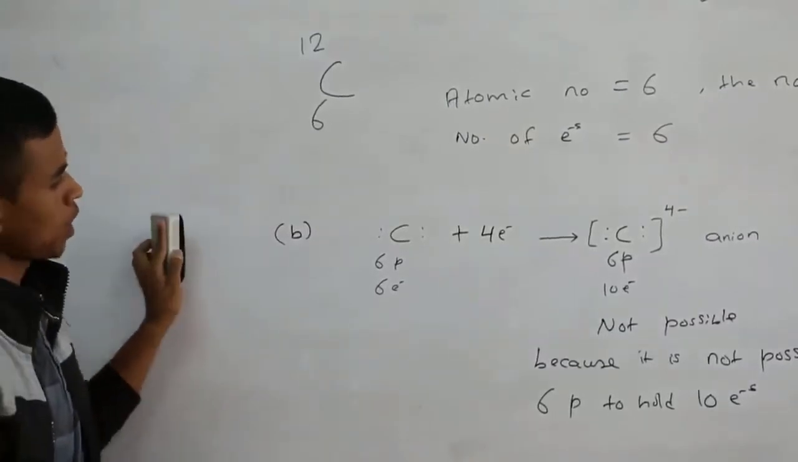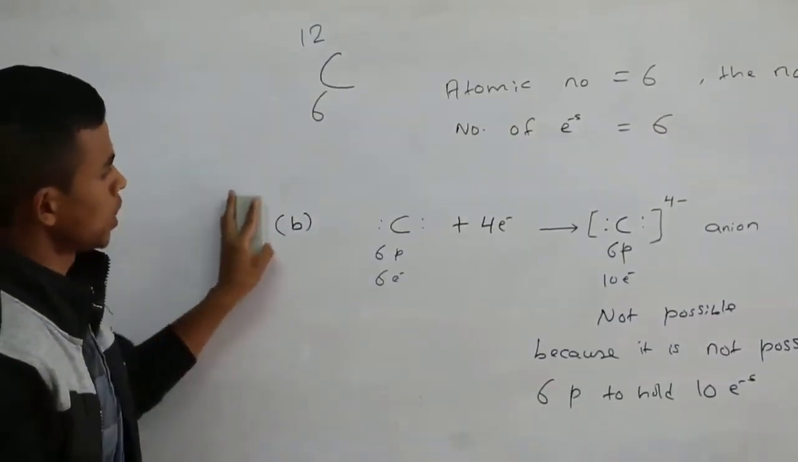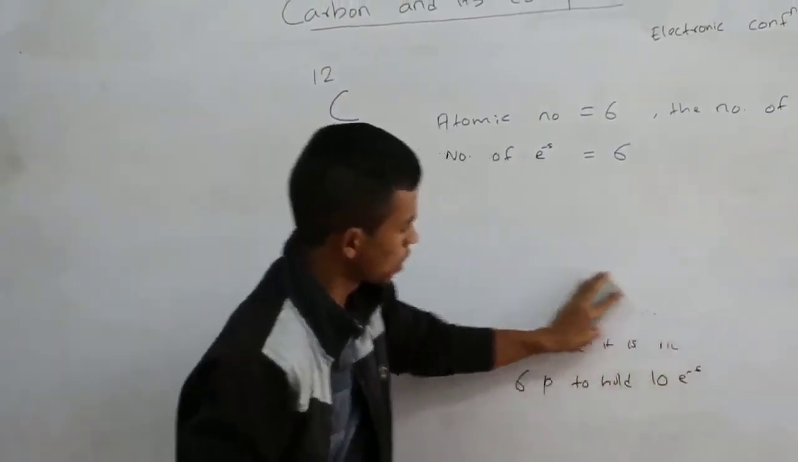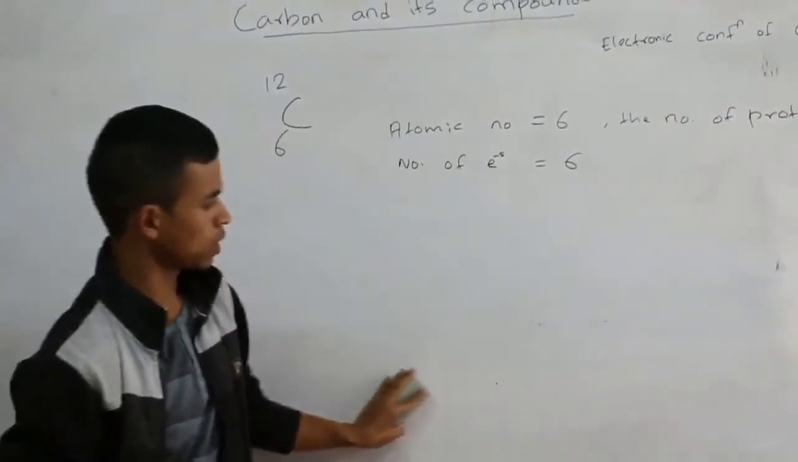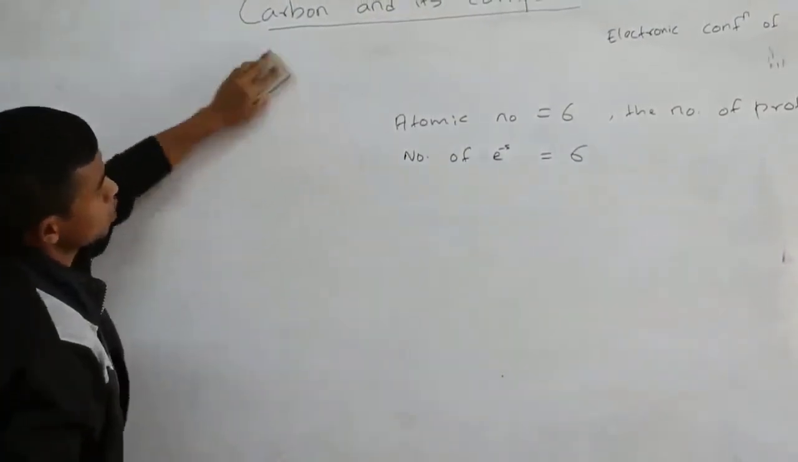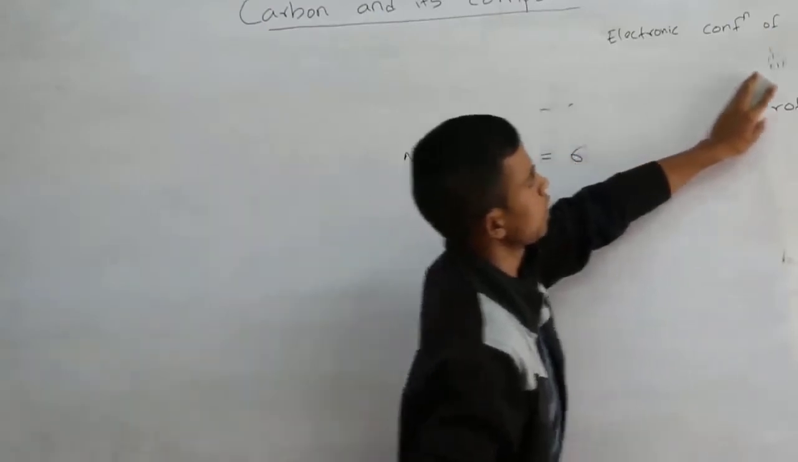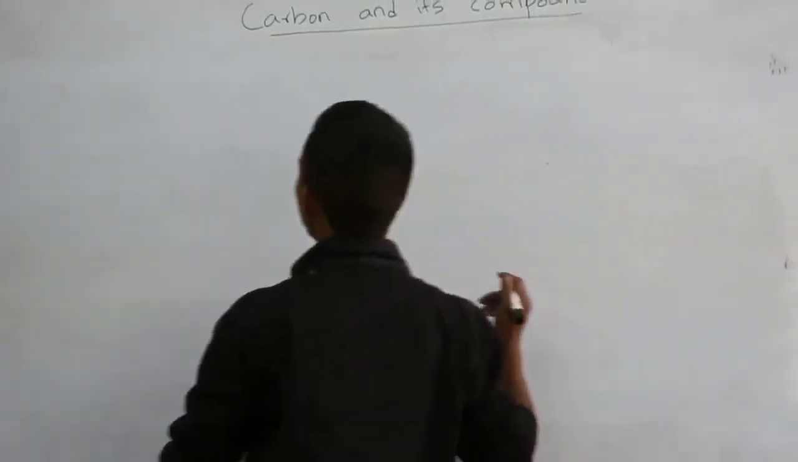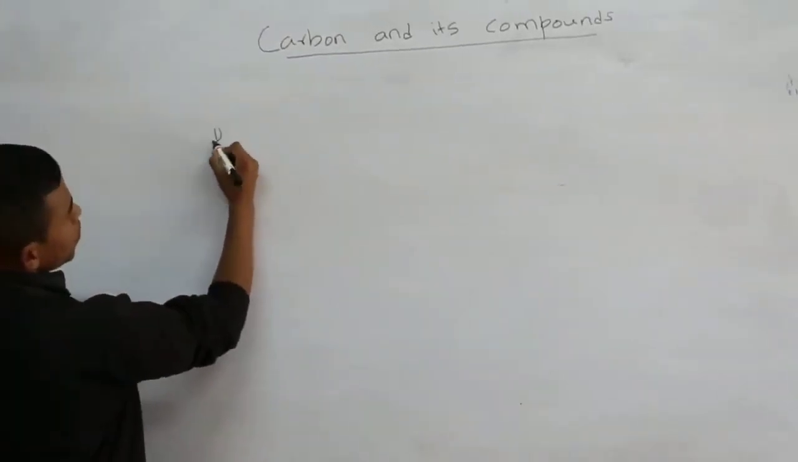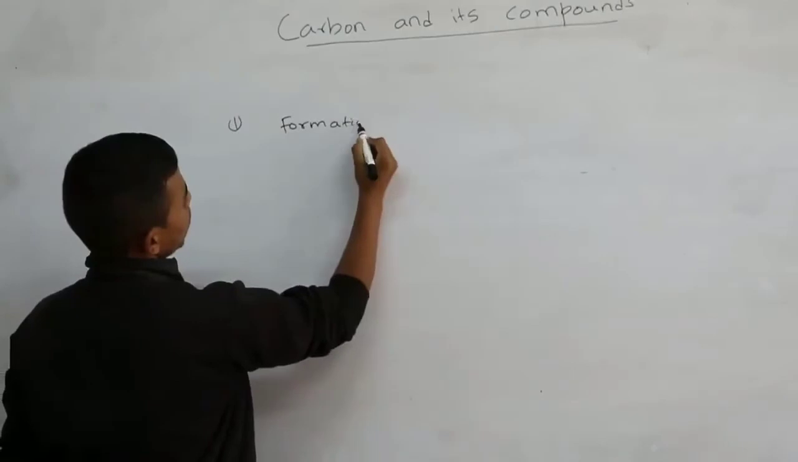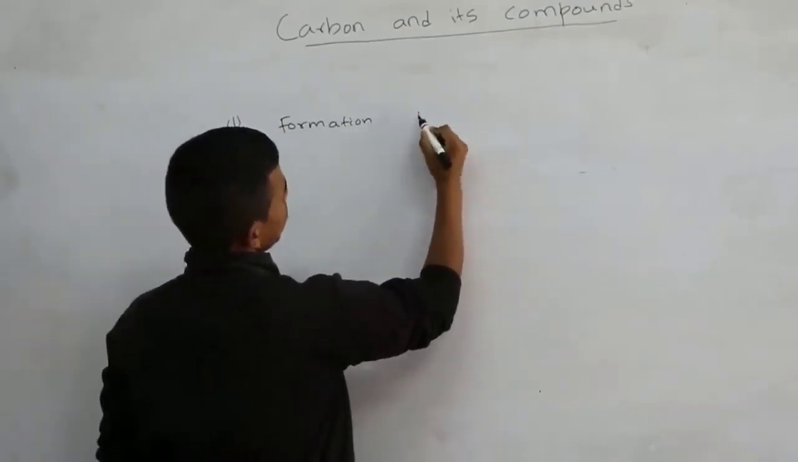Now let's have a look at covalent bonds. Last class we were discussing covalent bonds between atoms of the same element. Now let's have a look at the covalent bonds between atoms of different elements. First of all, let's have a look at the formation of hydrogen chloride molecule.